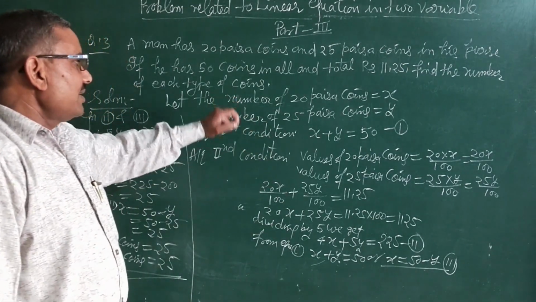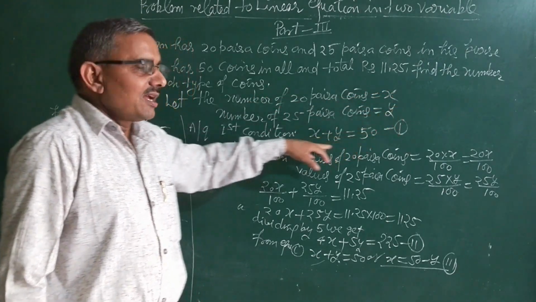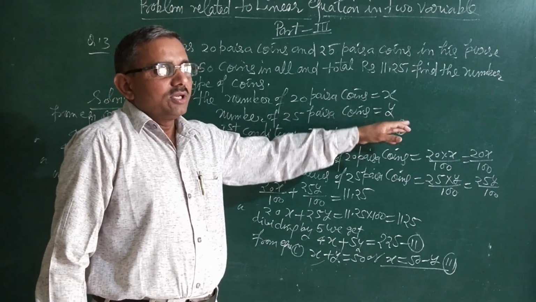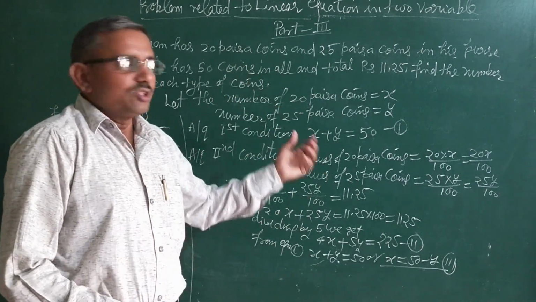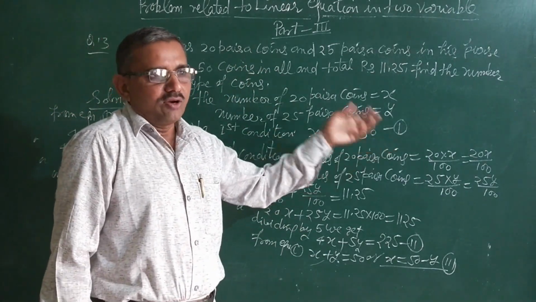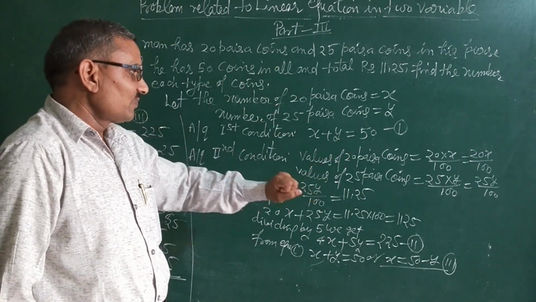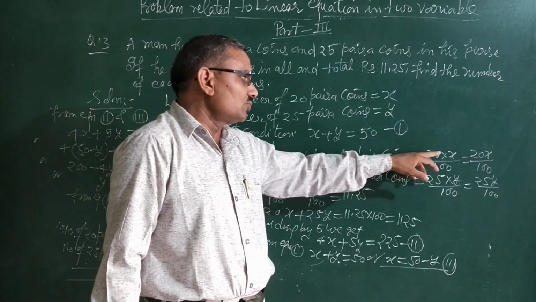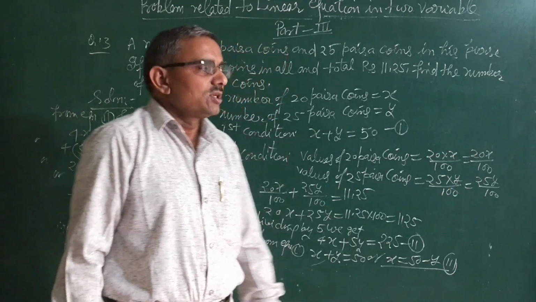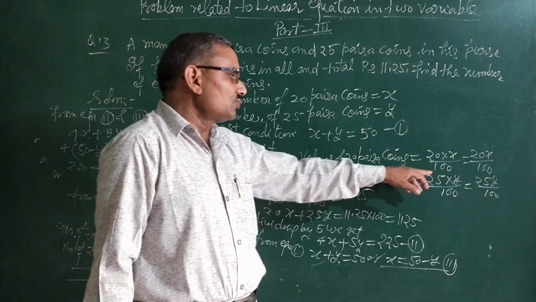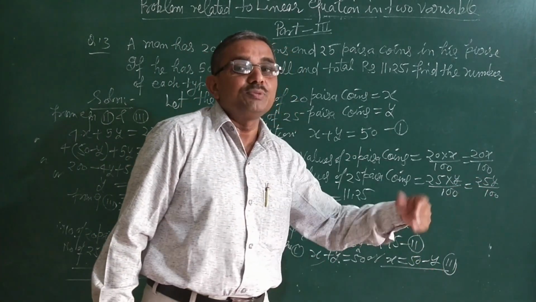In this question, first of all, we have to suppose that the number of 20 paisa coins is equal to x and the number of 25 paisa coins is equal to y. As given in the question, the sum of the coins is 50. So x plus y is equal to 50. Now we have to find out the value of 20 paisa coins and 25 paisa coins. The value of 20 paisa coins is equal to 20 into x upon 100 rupees, that is 20x upon 100 rupees. And the value of 25 paisa coins is equal to 25 into y upon 100, that is 25y upon 100 rupees.